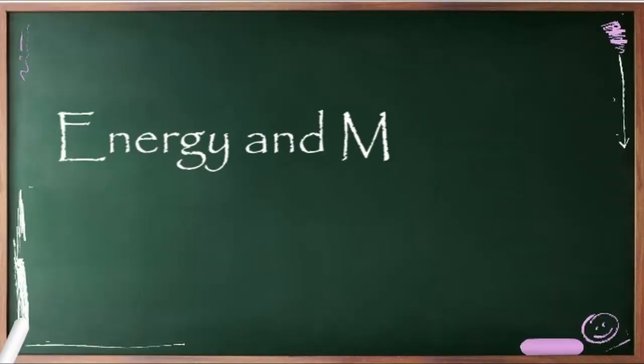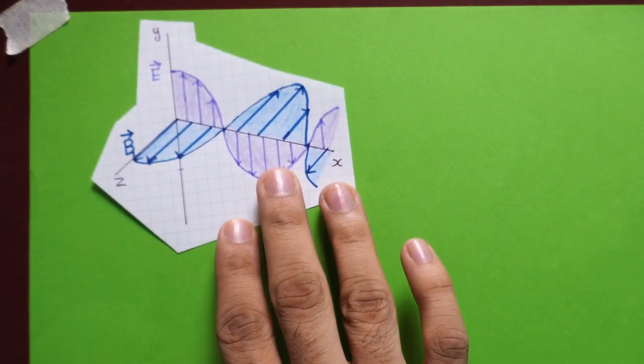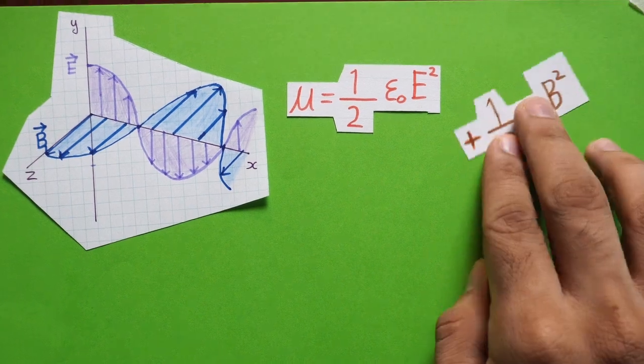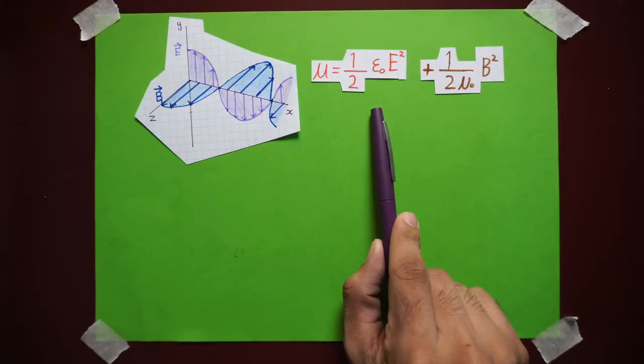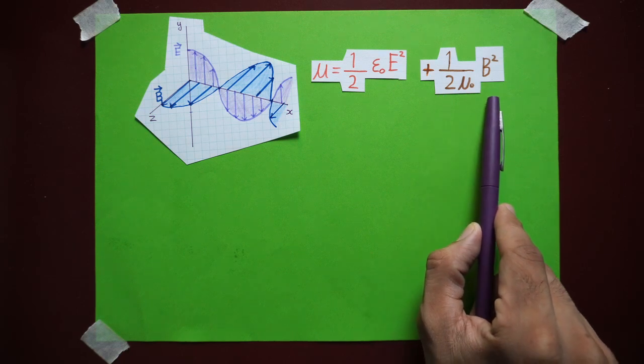And now for the bonus topic. Energy and momentum in electromagnetic waves. Let us consider an electromagnetic wave. The total energy density is given by this equation. This is the energy density of the electric field, and this is the energy density of the magnetic field.